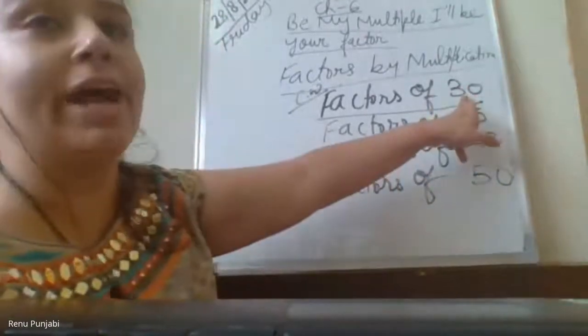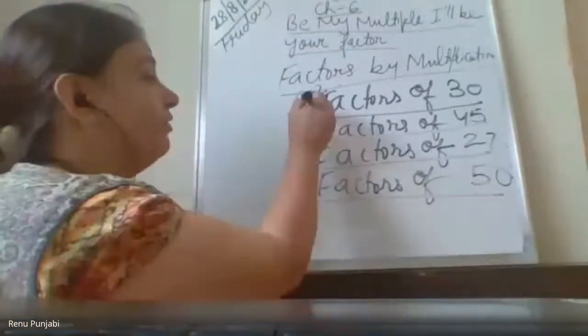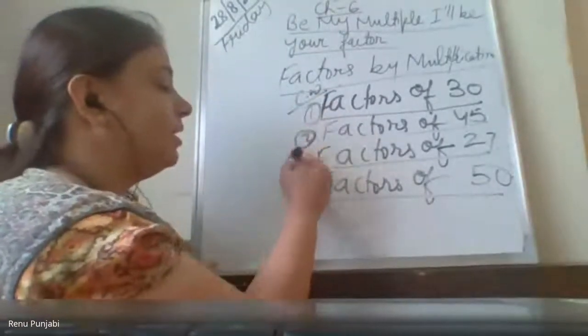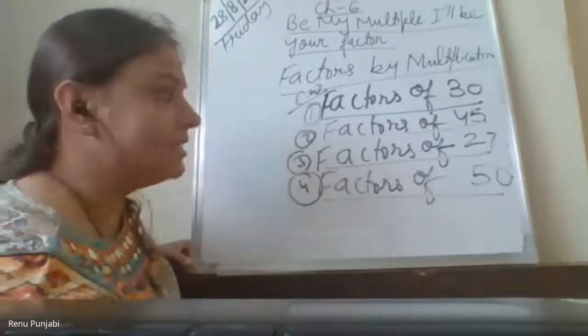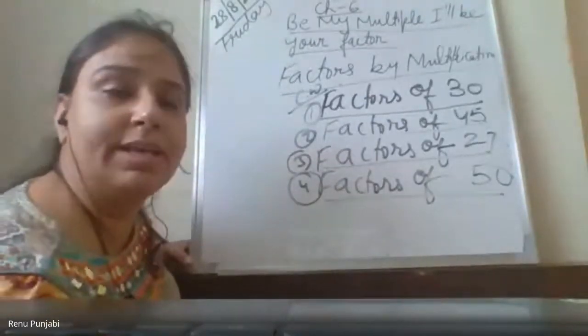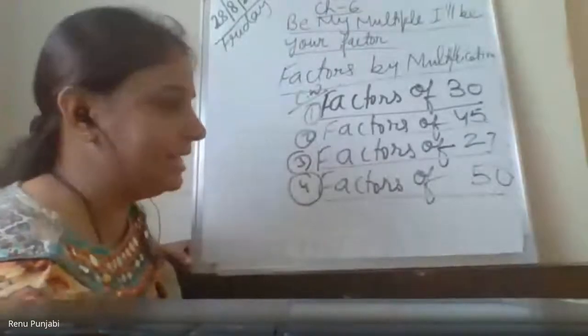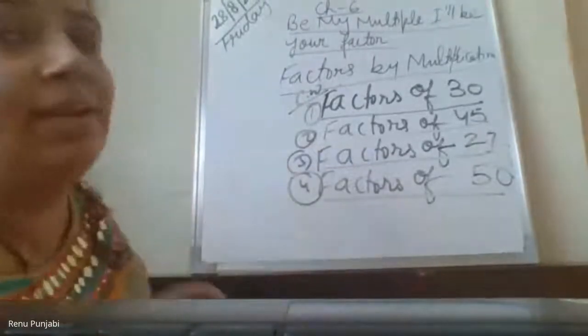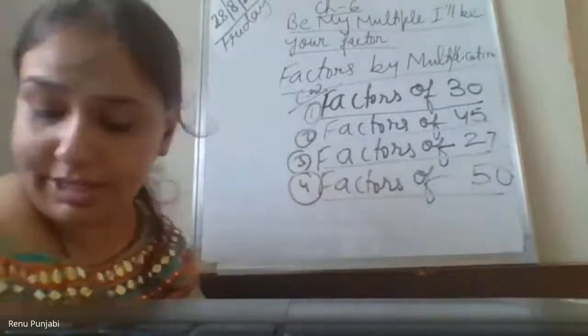I will show you the factors of 30. Ma'am, why 45? 45 will not come in 30. You are going to write the factors of these numbers after this; this is not the solution. First sum, second sum, third sum, and the fourth sum. Ma'am, now what do we have to find? Yes, factors of 45, factors of 27, factors of 50. Please write the questions fast so that I can explain how to find the factors of 30.